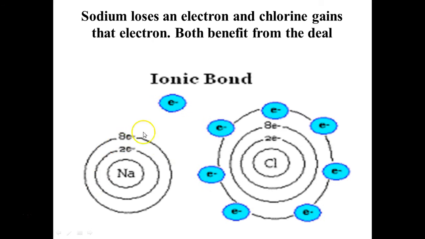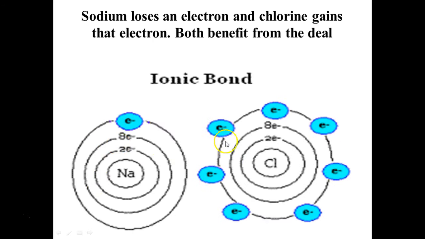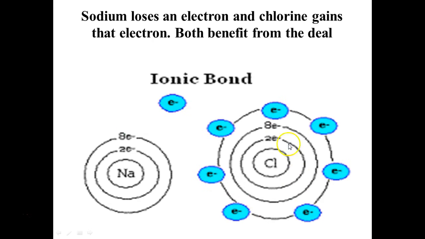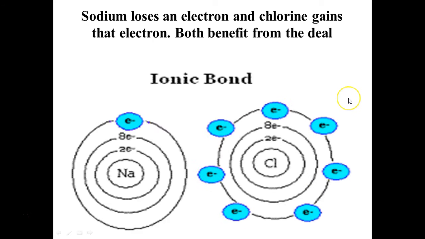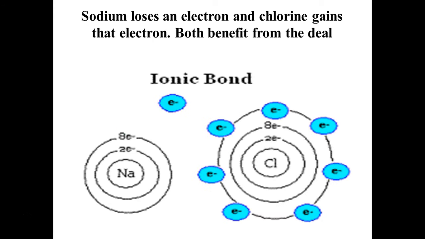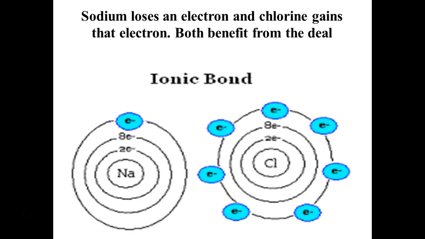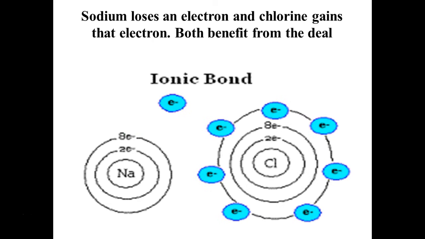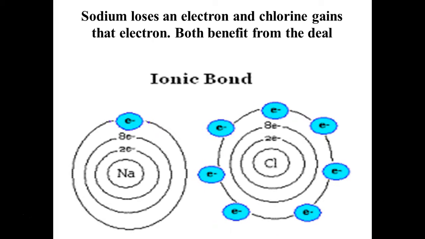And chlorine, before it accepts that electron, has 7 valence electrons if you were to count these on the outside. Once it accepts that electron from sodium, it also becomes happy. So this is like a mutual agreement. They're both like, yes, I got exactly what I wanted, thank you. And so they both become happy that way, and that's why this bond happens in the first place. Again, it's because all the elements want to have a full outer shell, the octet rule.